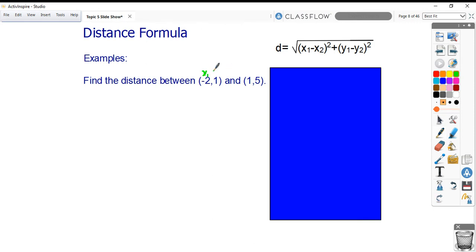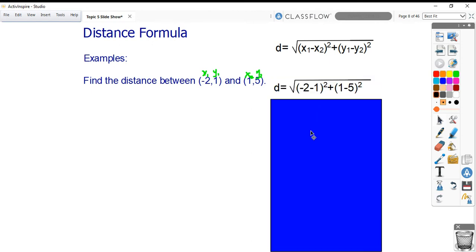We're going to call that x1. We're going to call this one y1. We'll call this one x2. We'll call this one y2. We can do that. That's a perfectly acceptable thing to do. Just label it right there on your paper if you're afraid you're going to get confused. So all we're doing is plugging in these numbers into that formula. x1 minus x2 becomes negative 2 minus 1. y1 minus y2 becomes 1 minus 5. All that stuff right there.